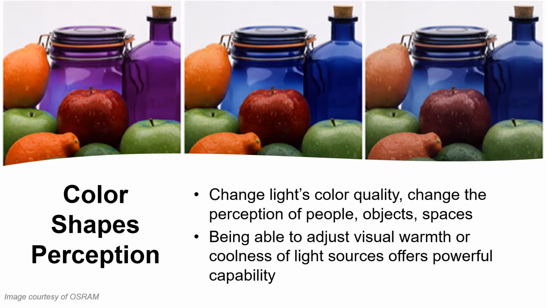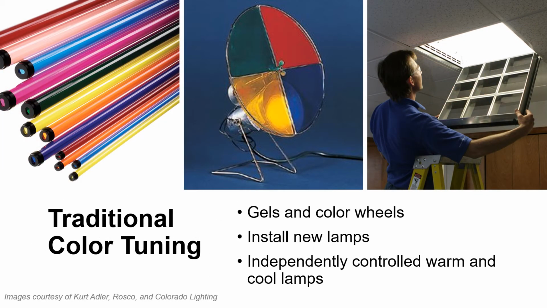But what if we could change the color output of light sources on the fly? The LED and lighting controls revolution has given us just that capability, and it's opening up new possibilities and applications for lighting. With traditional lighting, color was relatively fixed after installation. If you wanted to change the color or shade of white light, you basically had three choices. You could add a color wheel or a gel, change the lamp, or install independently controlled warm and cool lamps. This limited color tuning to specialized applications.